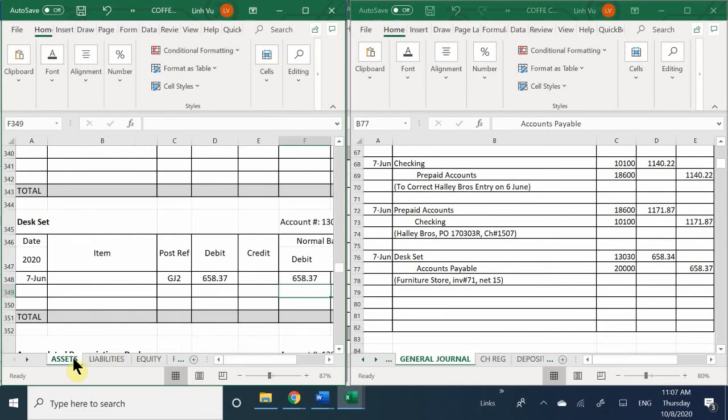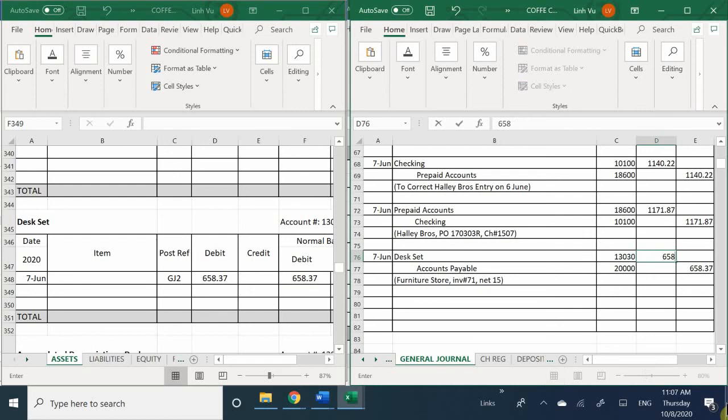Okay. On the general journal, the one next to that, there was an error entry of the amount, 658.34, should be 658.37. Thank you. 658.37. Good, thank you.